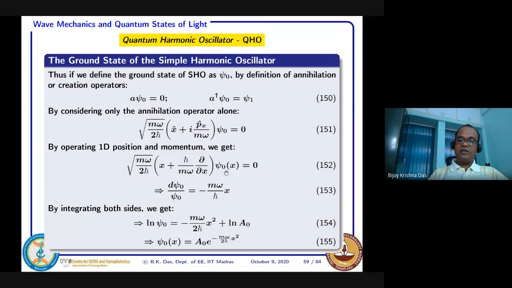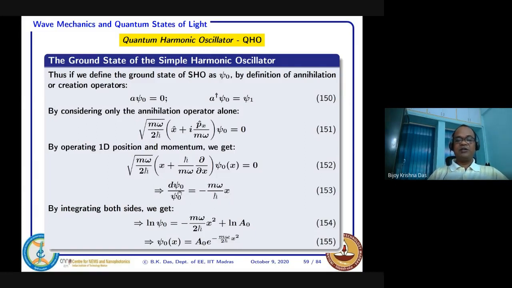Just keep in mind that psi naught is a function of x, and because it is one dimensional, I can just write d psi by dx. So using this, without ignoring psi naught, since you cannot factor it out, we can write it like this: d psi naught by psi naught equals minus m omega by h bar x dx. This is a simple equation. You can easily solve for psi naught.